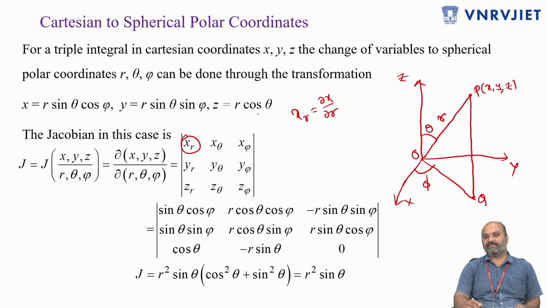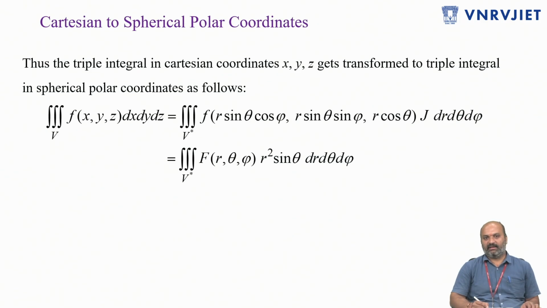Next, z derivative with respect to r, theta, phi. With respect to r, it is cos theta. With respect to theta, cos theta derivative is minus sin theta, so minus r sin theta. There is no contribution of phi, so z derivative with respect to phi is 0. So if you evaluate the 3 by 3 matrix determinant, you are going to get the Jacobian as r square into sin theta. Now let's see problems.